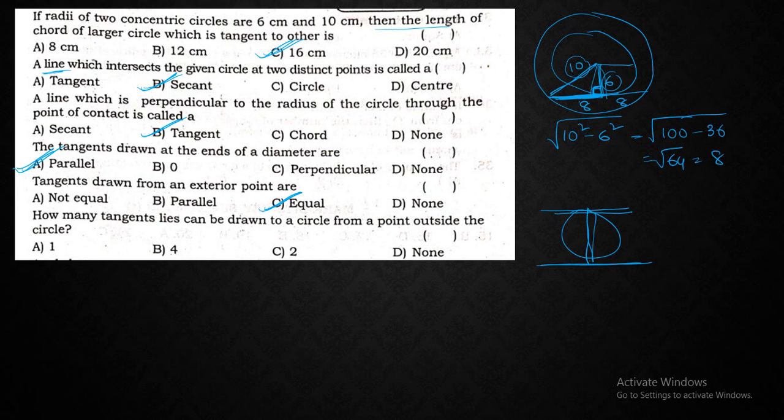How many tangent lines can be drawn to a circle from a point outside the circle? Just now we have discussed, we can draw only two tangents from an external point. If the point is on the circle, then only one tangent is possible.